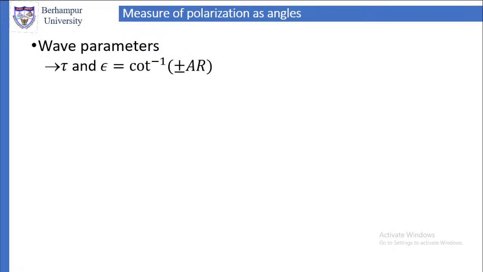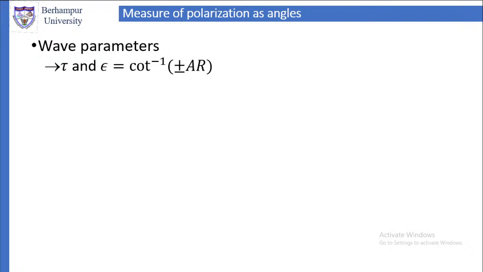In the wave parameters we have tau, which is an angle. Then we have axial ratio, which is a number. Now any number can be related to an angle. For example, sine theta is equal to a number. Take any angle theta: sine of theta is equal to a number, or cot theta is equal to a number, or theta is equal to cot inverse of that number. So number and angle are related. Let us use that concept.